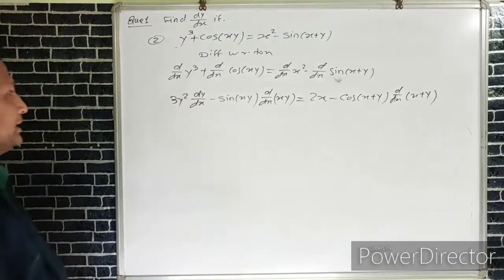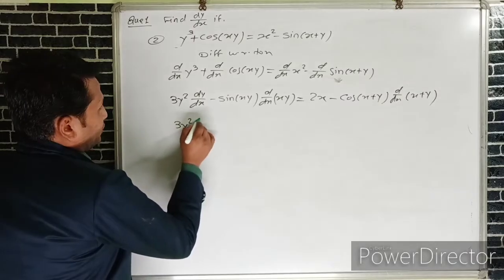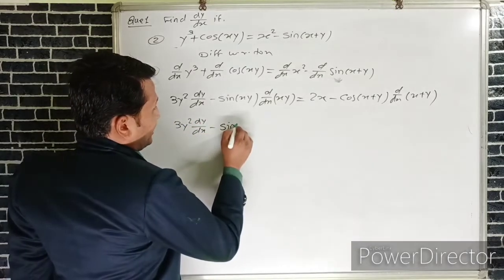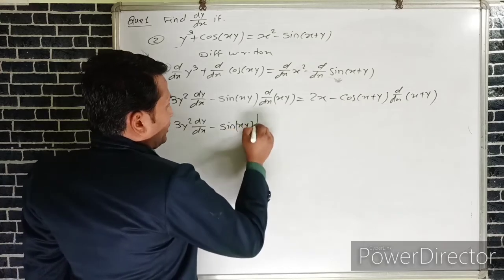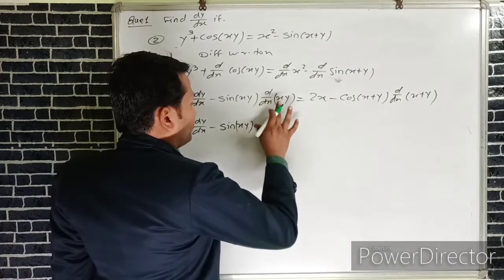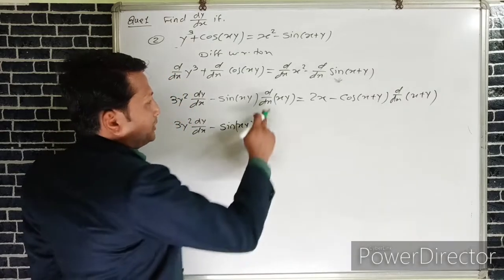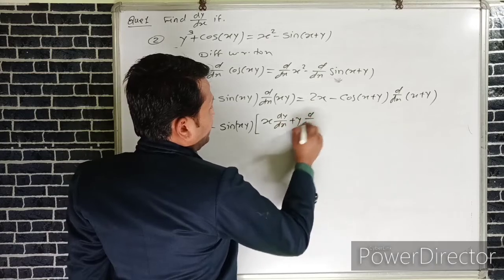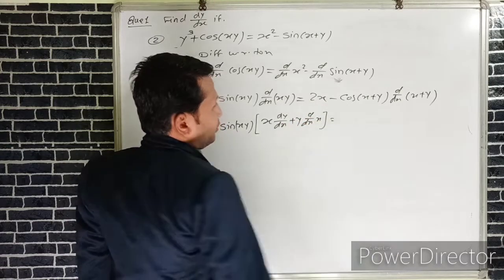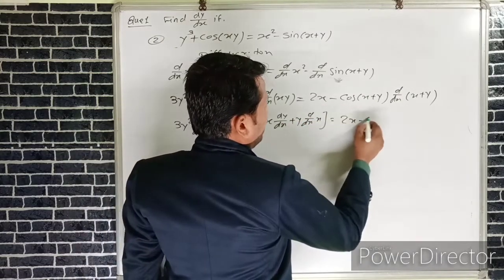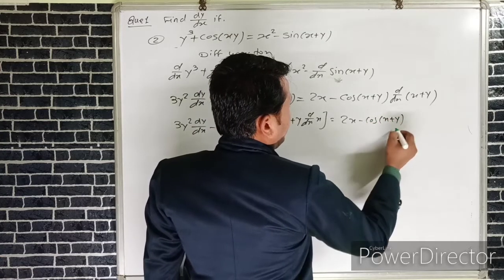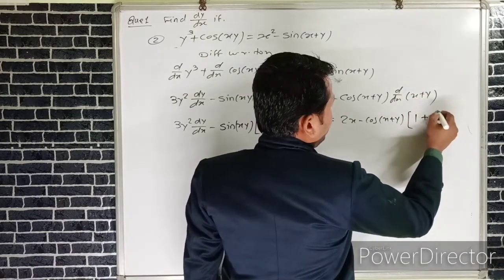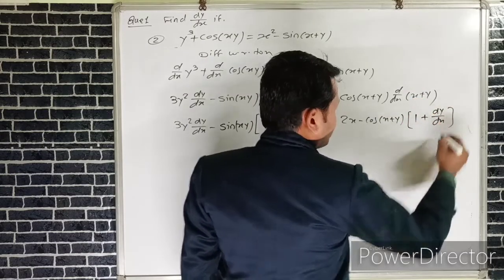After that, we can write 3y square into dy by dx as it is, minus sin of xy into, here we apply the rule of u into v, which we can write as x into dy by dx plus y into the derivative of x, is equal to 2x as it is, minus cos of x plus y, and the derivative of x plus y, which is the derivative of x is 1 and the derivative of y is dy by dx.